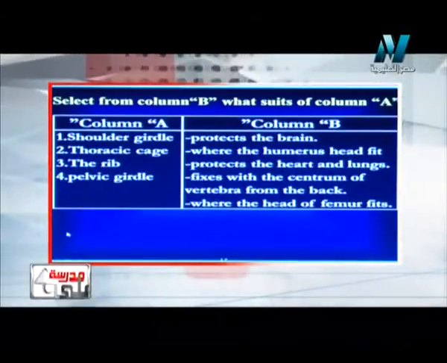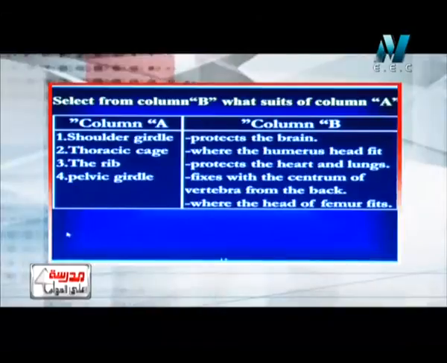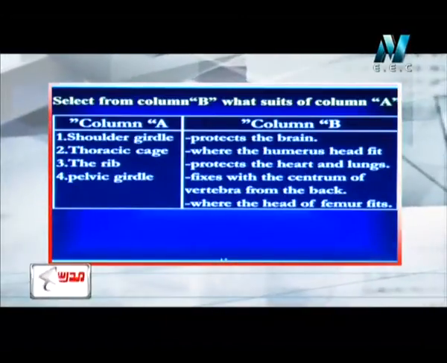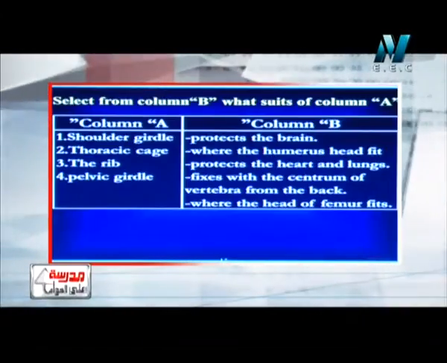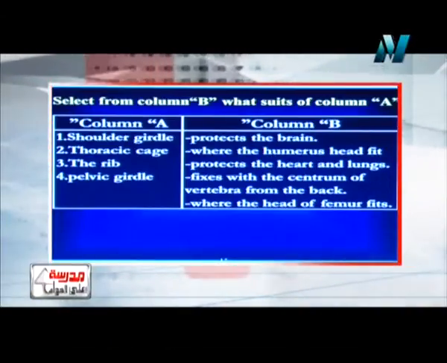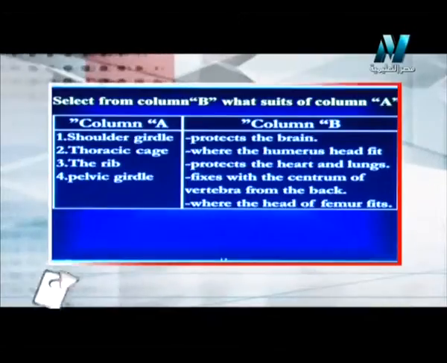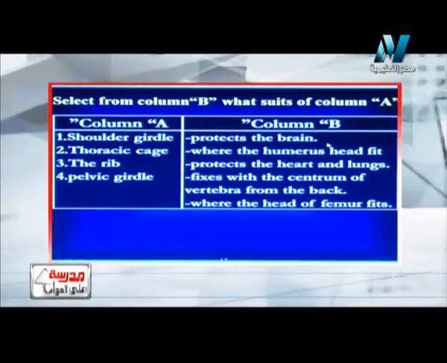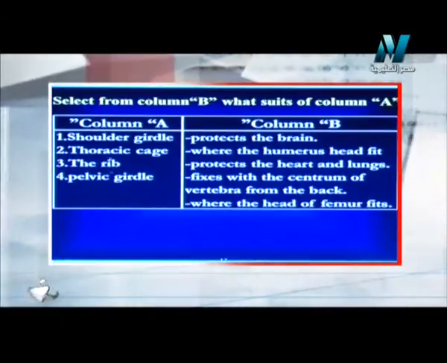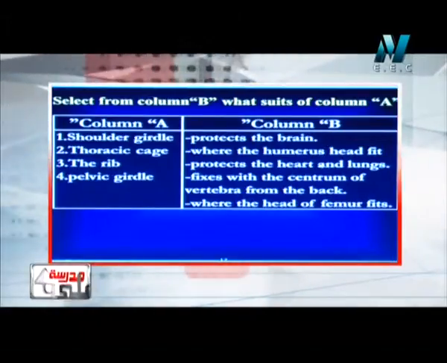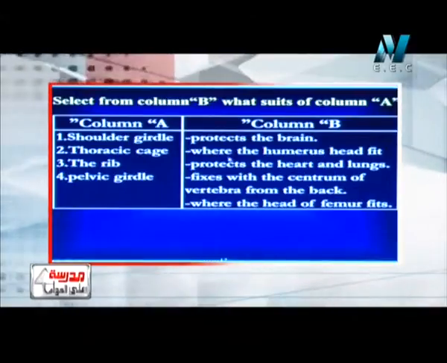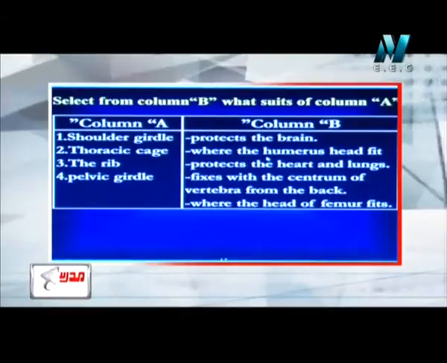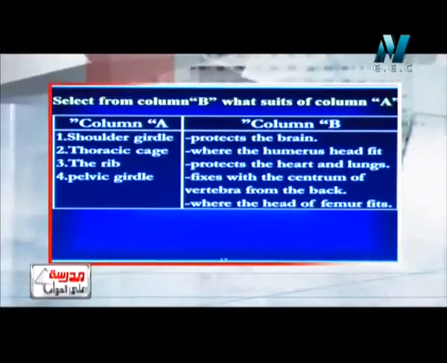Also a match question: select from column B what suits column A. Column A: shoulder girdle, thoracic cage, the rib, the pelvic girdle. In column B, protect the brain. Of course, that is the skull, but that's not located in column A. Where the humerus head fits: the humerus fits inside the shoulder girdle, in the glenoid cavity of the scapula.